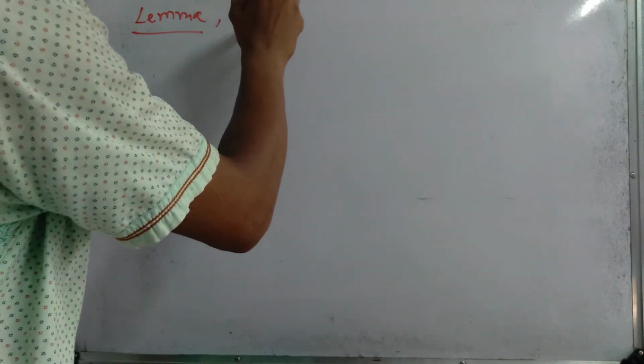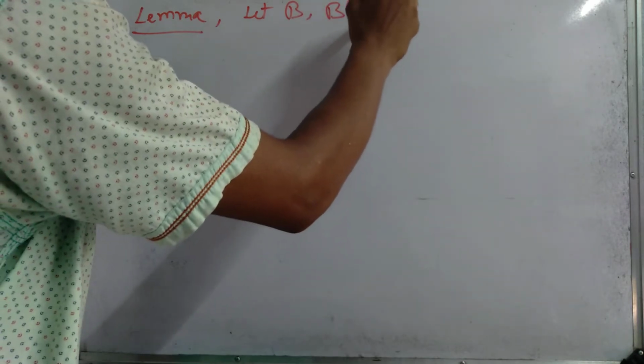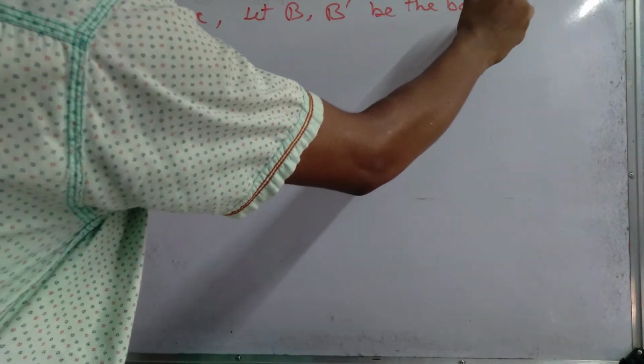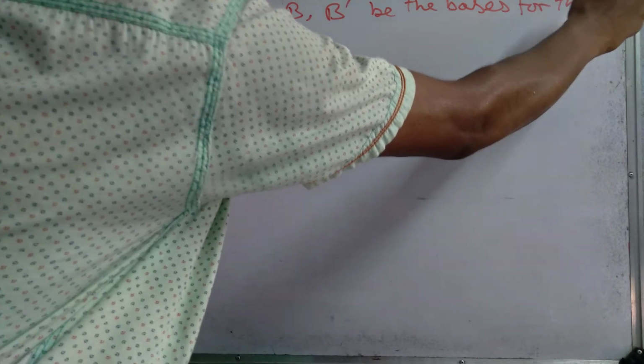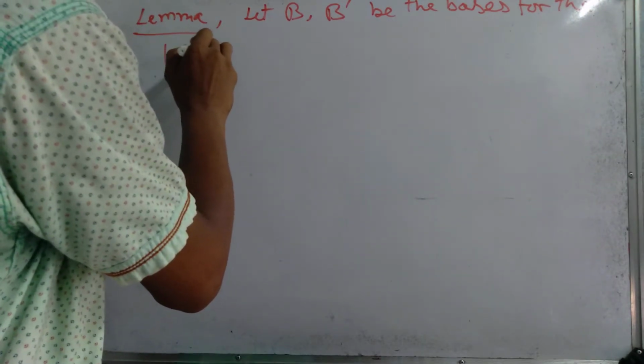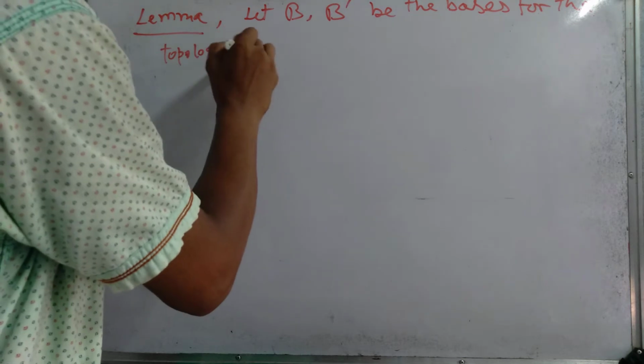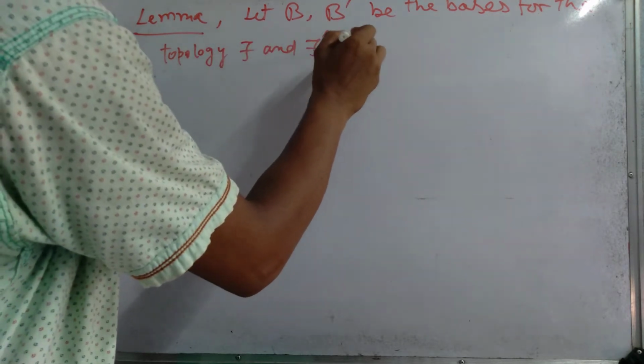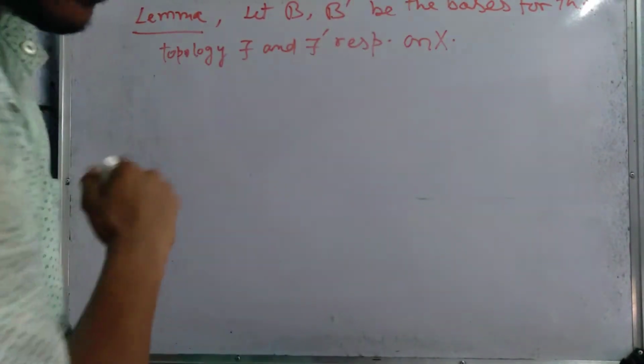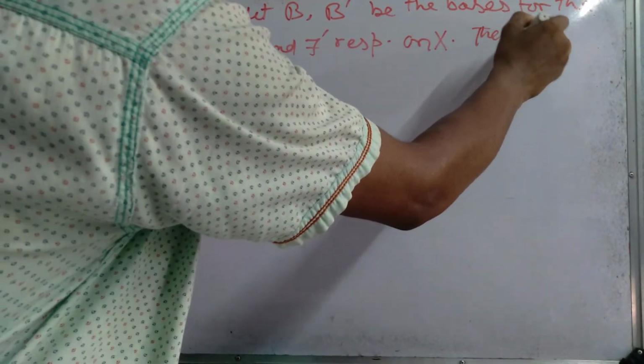How do we compare? We write the statement of the lemma. The lemma says: let script B and script B dash be bases for the topologies tau and tau dash respectively on X. Then we compare tau and tau dash.